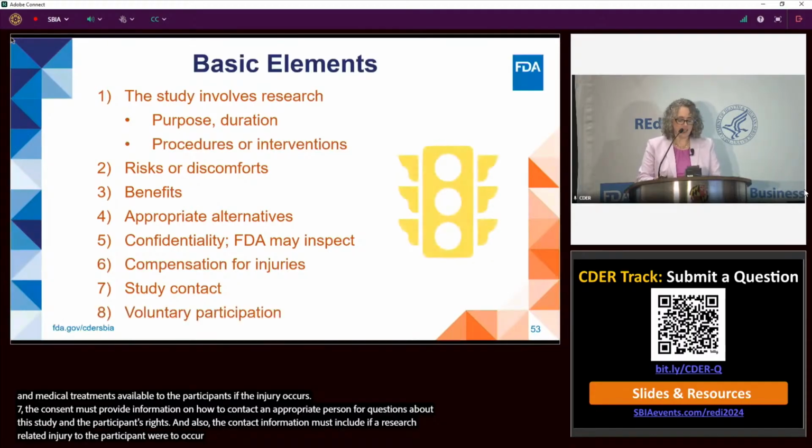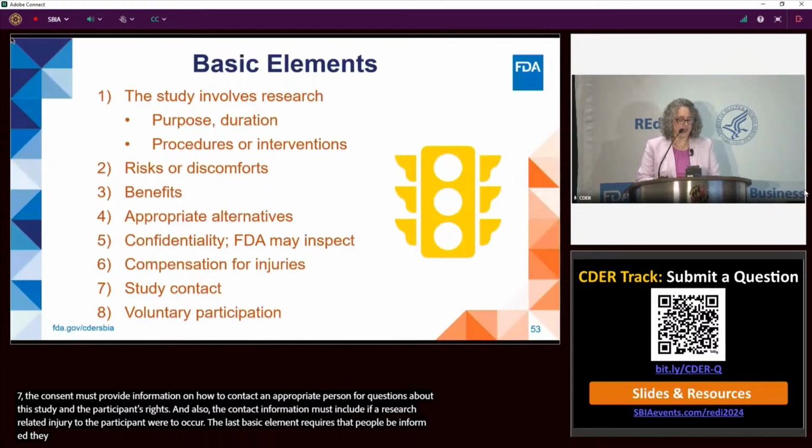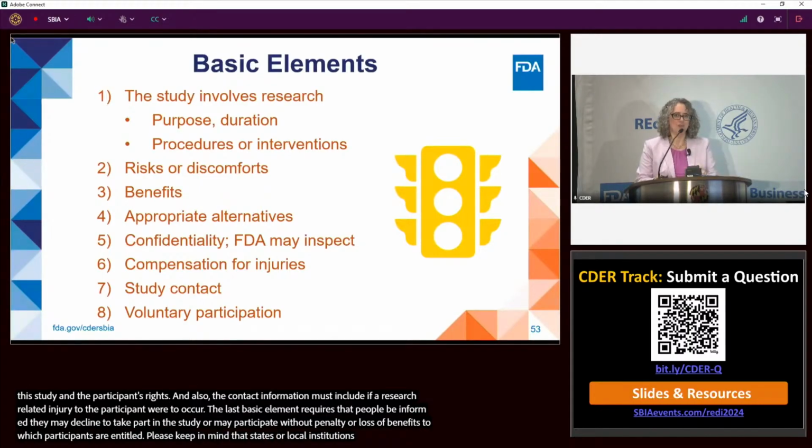The last basic element requires that people be informed that they may decline to take part in the study or may stop participating at any time without penalty or loss of benefits to which participants are entitled. Please keep in mind that states or local institutions can provide more protections and may have other rules.